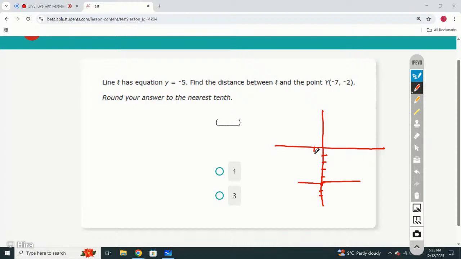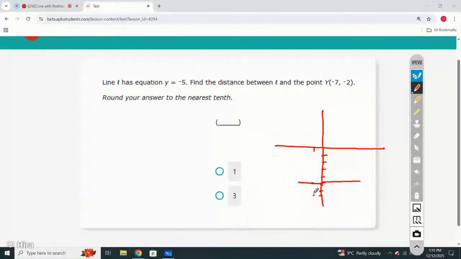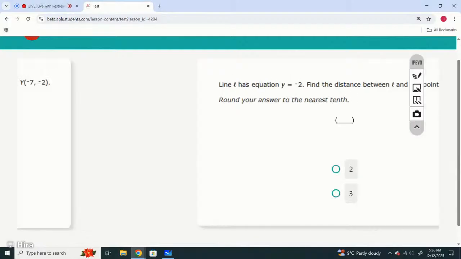So to find the distance, make a point over here and then calculate the distance. No, wait. X is negative 7, counting 1, 2, 3, 4, 5, 6, 7. X is -7 and y is -2. So we have to find the distance from this point to this point. So -2, -3, -4, -5. The distance is just 3 points. Option number 2 is the correct option. That is 3.